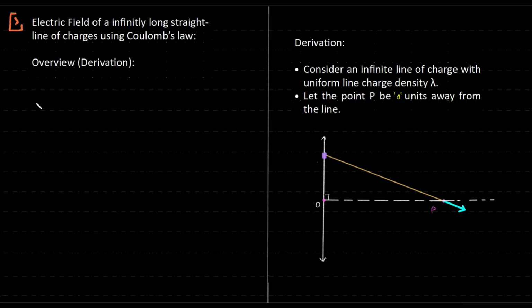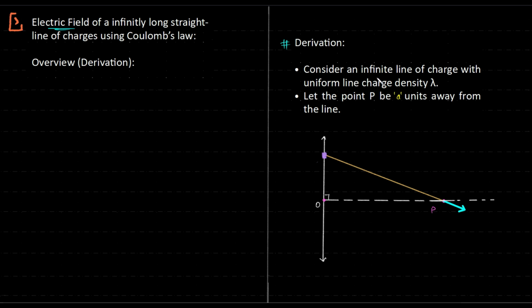We have understood that charges can be distributed in a different manner, that is, in a continuous manner. Now, we will start off by deriving one of the simplest forms of this continuous distribution, that is, charges distributed across an infinitely long straight line. We are trying to figure out the electrical field using Coulomb's law. So the derivation starts off in this manner.